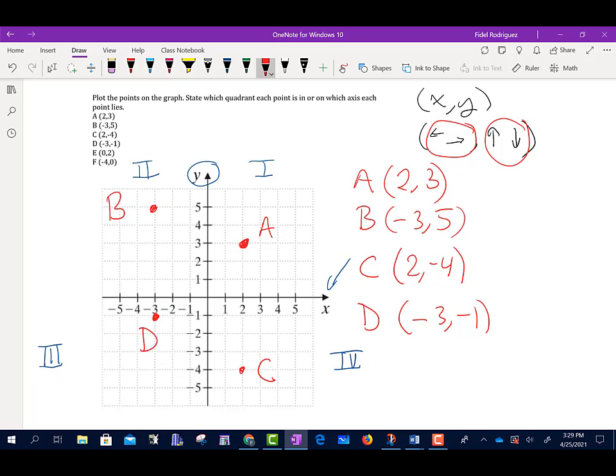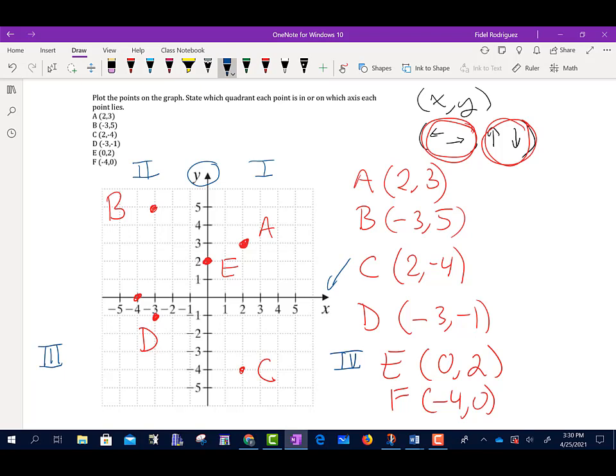There's my point D. E is the point 0, 2. Since the first number is 0, I'm not going to move left or right. I'm just going to stay right there. Since the second number is a 2, I'm going to move up 2, right? Because remember, the first number is always left or right, and the second number is always up and down. Then finally, the point F is negative 4, 0. So I'm going to move to the left 4, and then stay right there. Trying to get my eraser. Here we go. So this is the point negative 4 and 0.